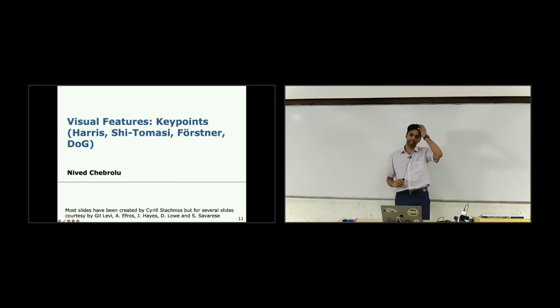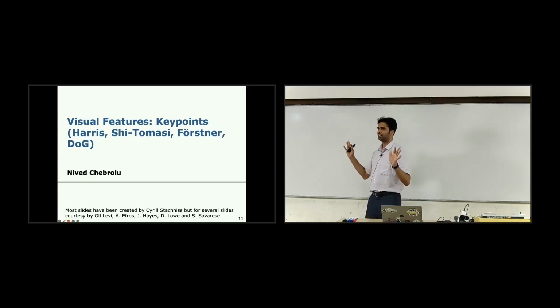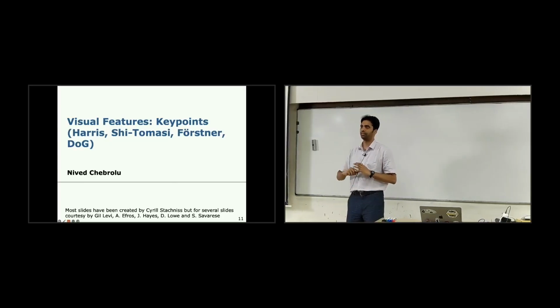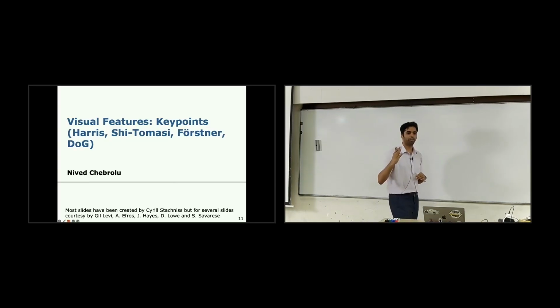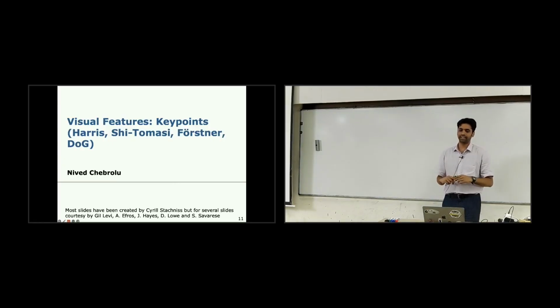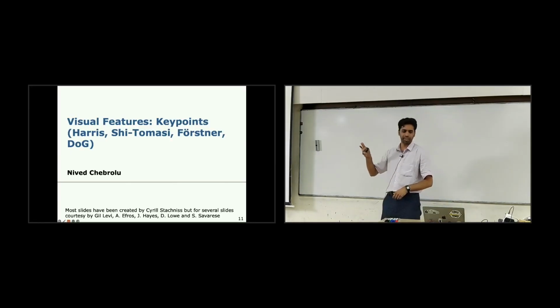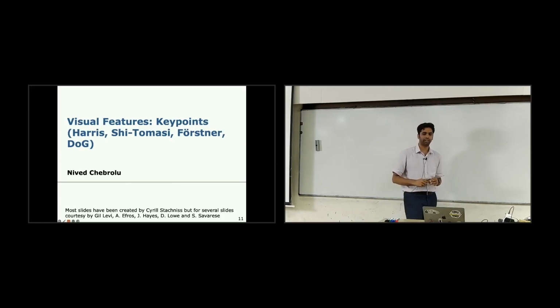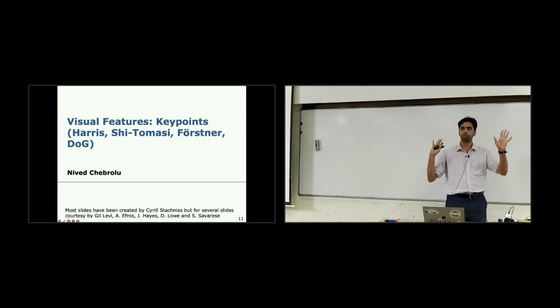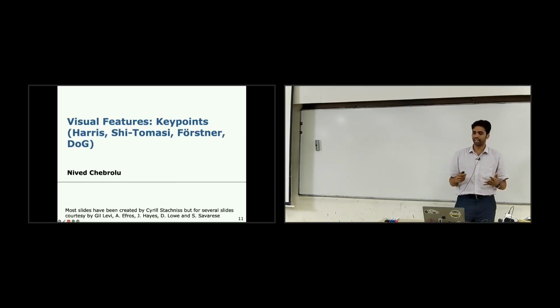So let's get started with the visual features part. There are many features. It's a whole zoo of features that are available there. We'll cover four popular ones. These are Harris, Shi-Tomasi, Förstner, and difference of Gaussian images. So I've picked these because they have some commonalities between them. So essentially, we'll be studying two families and see how that works.